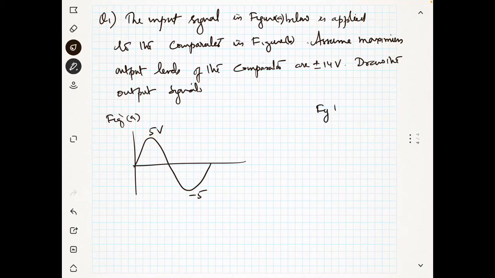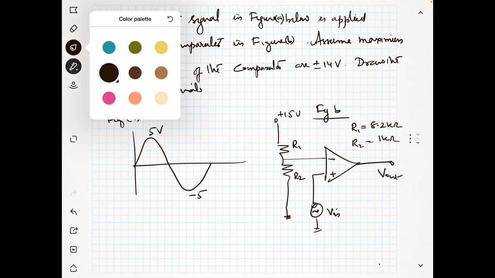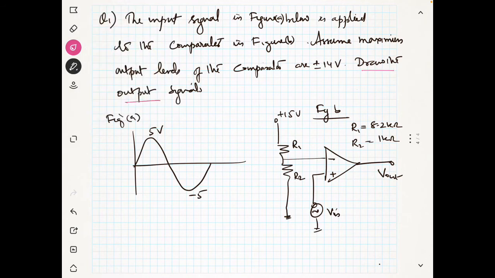And this is figure B. I am going to draw figure B. It's a comparator with minus and plus inputs, and you have some V in here. You are applying a plus 15 volt, and from this it is connected here. There are 2 resistances R1 and R2, and it is given R1 is equal to 8.2 kilo ohms and R2 is equal to 1 kilo ohm, and this is the V out. So you have to draw the output signal.